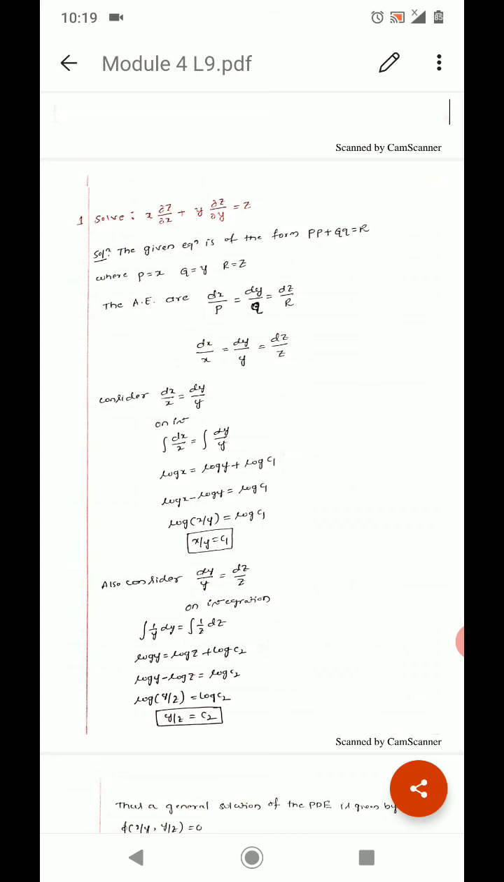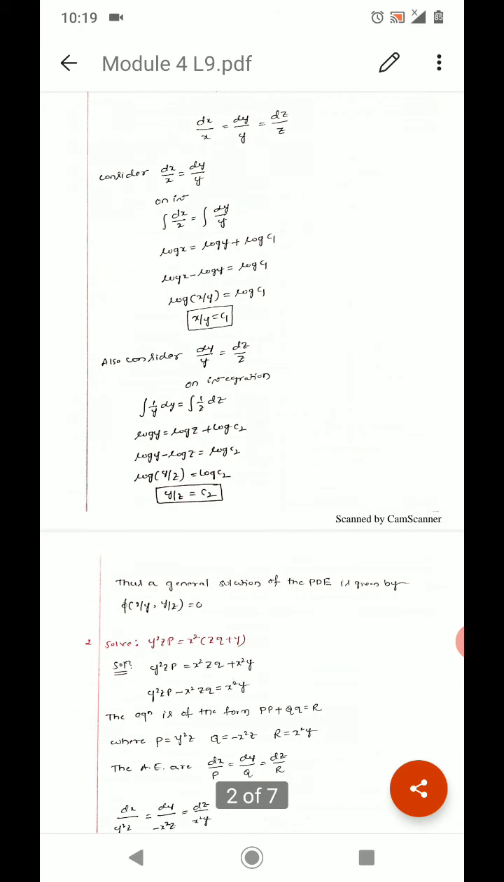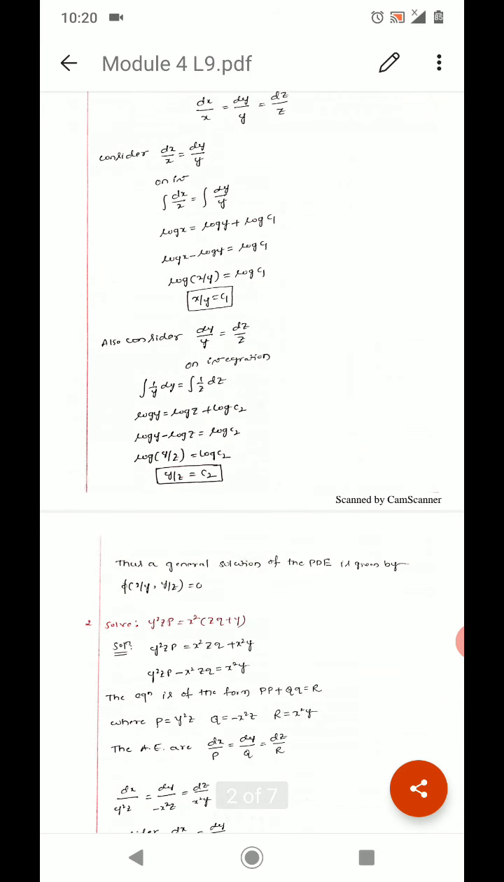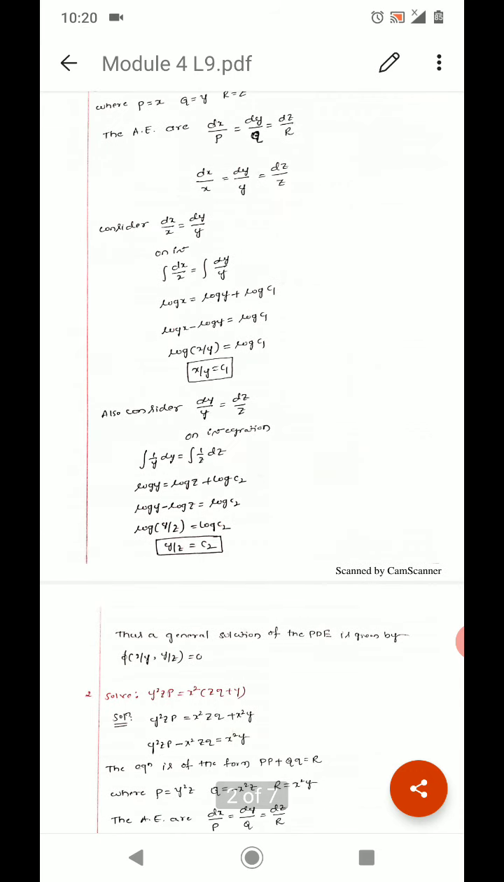By taking log y to the left side, we get log x minus log y is equal to log c1. So log x minus log y can be written as log of x divided by y, which is equal to log c1. On both sides we cancel log to obtain x by y is equal to c1. Now again consider the second pair, that is dy by y is equal to dz by z.